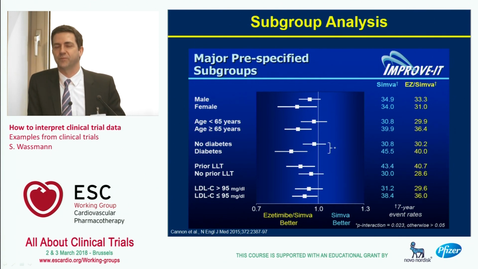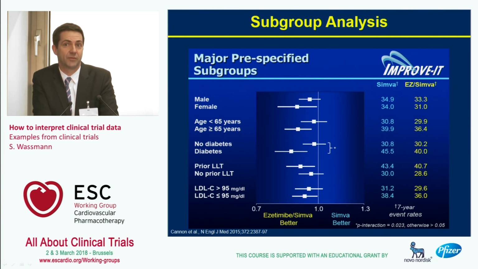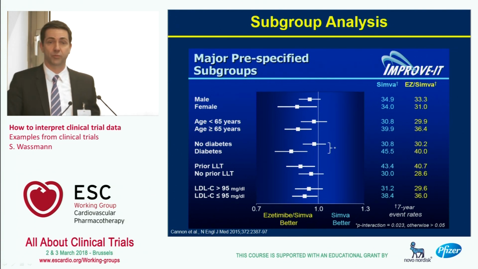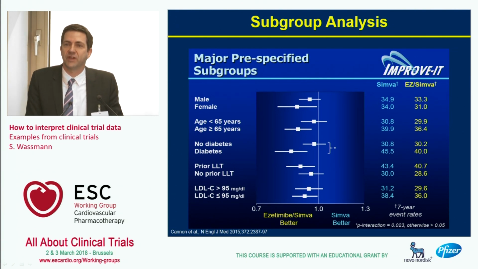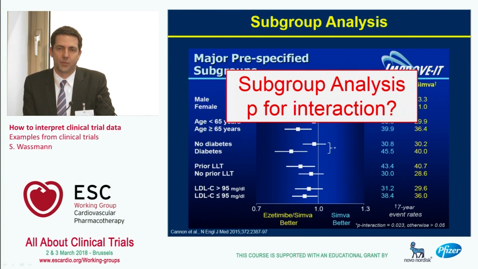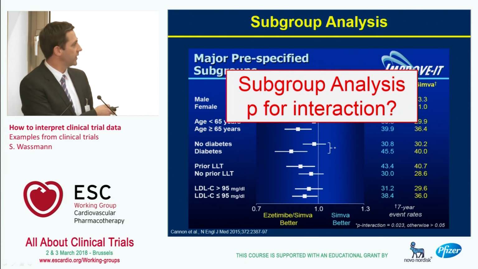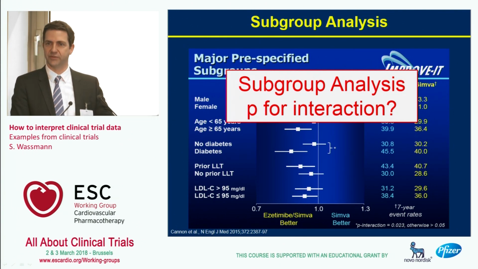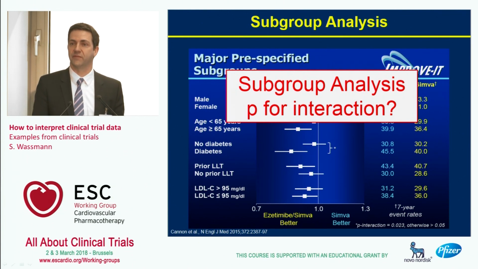You know that people, maybe the pharmaceutical industry, might come and show you this and say, hey, we have special benefit in this group, with prior lipid-lowering therapy. What do you have to look for? I put it here. Look for the P for interaction. Okay? So this has a significant P for interaction. So this is a subgroup where there is some difference. The others, no. There is no difference.